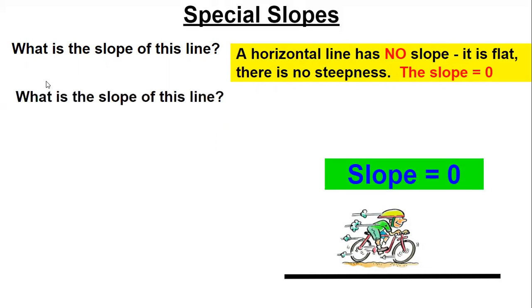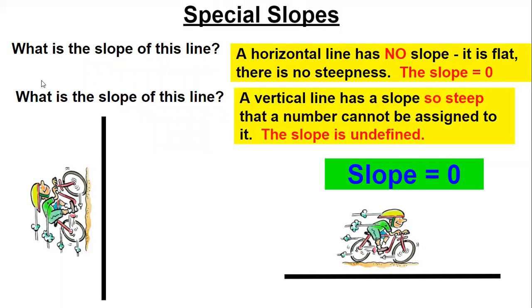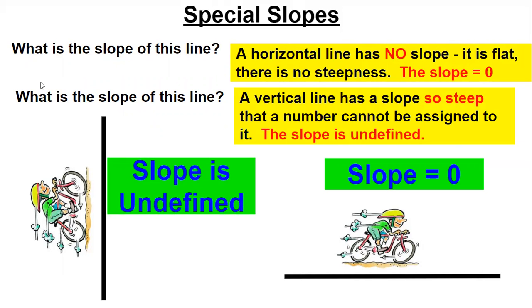What about the slope of this line? What number would you give that? 10, 11, 12, 13, 14, 15, 16? What number would you give it? Well, we call that undefined. The vertical line has a slope so steep that a number cannot be assigned to it. The slope is called undefined. So just remember that with horizontal and vertical lines.